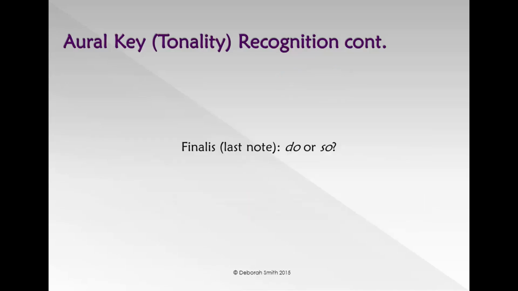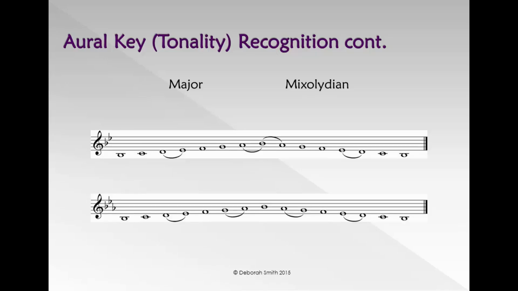So in this example, you'll be listening for whether the finalis is do or so. This may be quite hard to tell because the scales are so similar. It's probably easier to listen for melodic patterns that use the seventh note. For example, if you were to hear the following melodic phrase, sol, la, ti, do, then you would know do was the tonal center and you were in a major tonality.